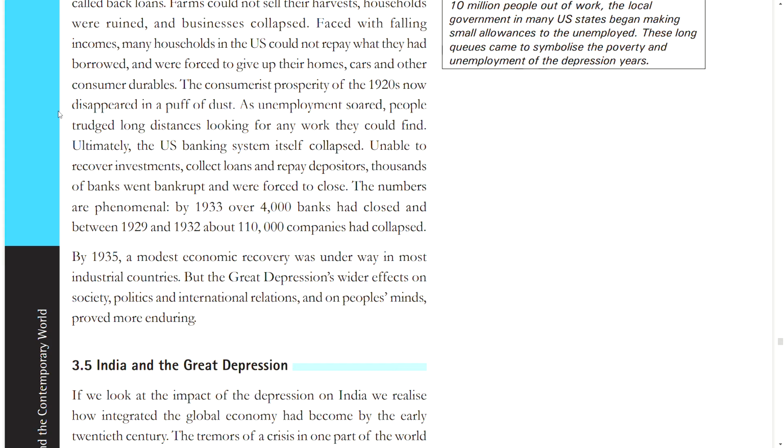As unemployment grew, people trudged long distances looking for any work they could find. Ultimately, the US banking system itself collapsed, unable to recover investment, collect loans, and repay depositors. Thousands of banks went bankrupt and were forced to close. The numbers were phenomenal. By 1933, over 4,000 banks had closed, and between 1929 and 1932, about 110,000 companies had collapsed.